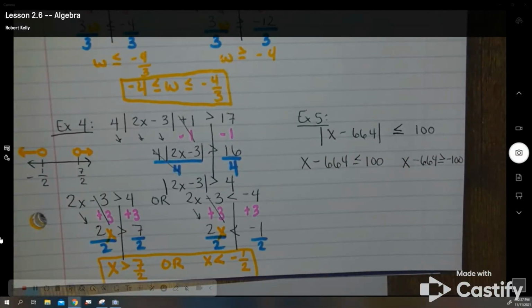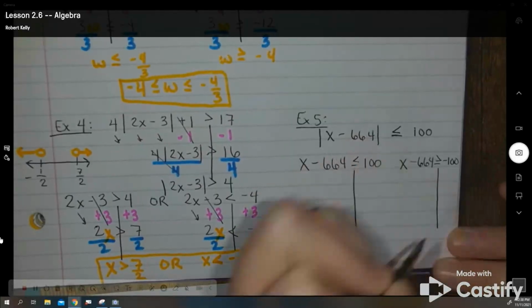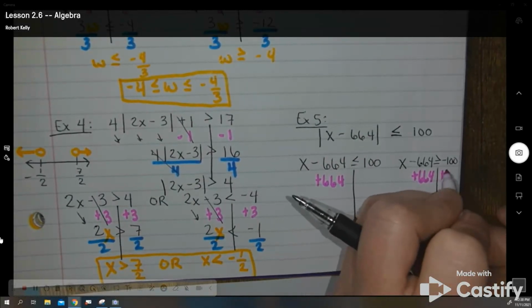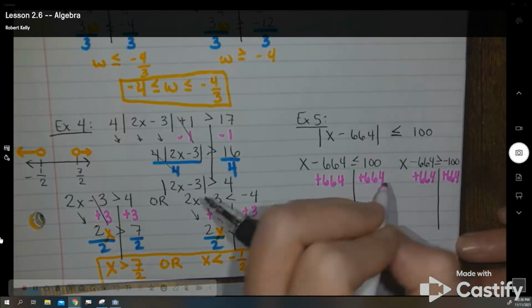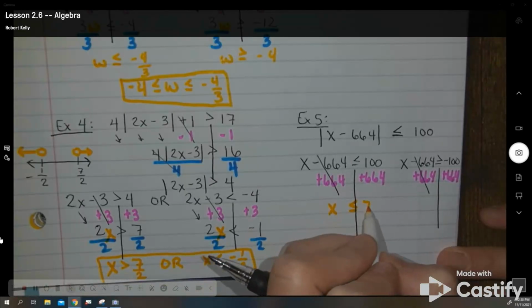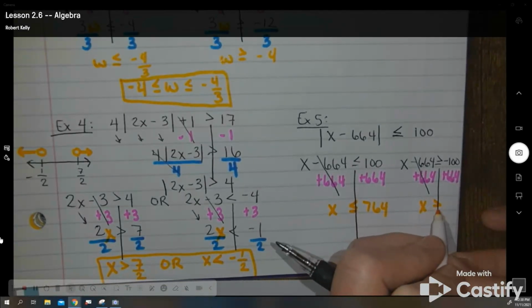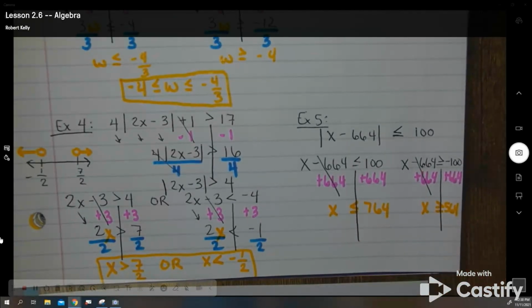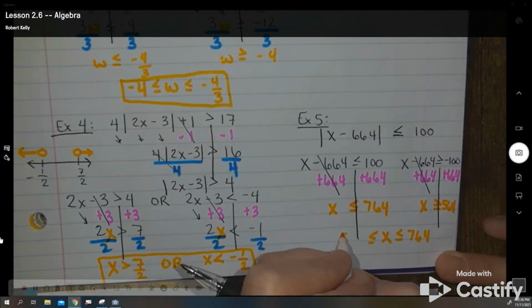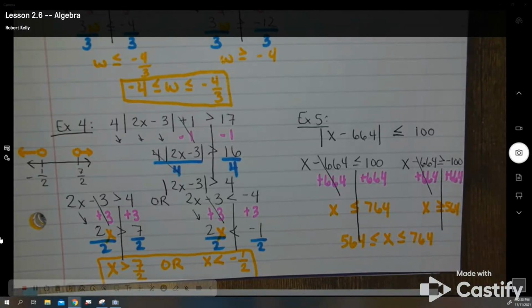So we're going to solve. Add 664. So this gives us 0, 0. X is less than or equal to 764. And x is greater than or equal to 564. So we know that x has to be less than or equal to $764, but greater than or equal to $564 in order to meet these standards for our camera purchase.